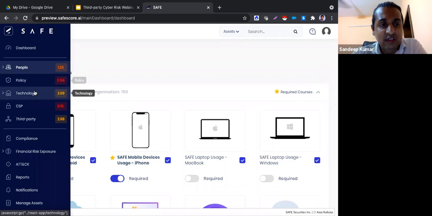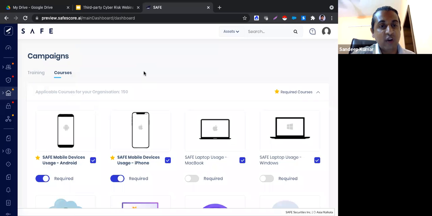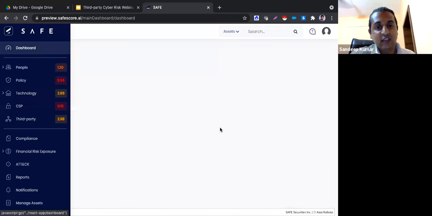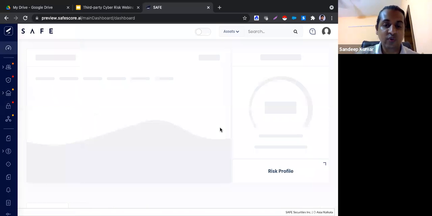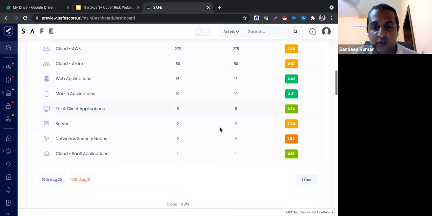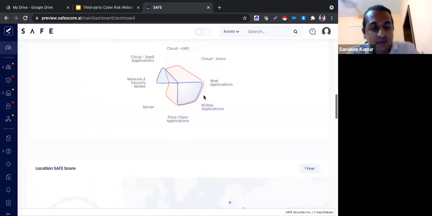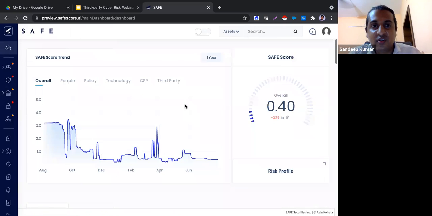So by doing the people and technology, inside-out and outside-in assessments, we basically provide organizations a 360-degree view in terms of managing third-party risk assessments, and not just that, but also a continuous view as well as comprehensive visibility into their own cybersecurity posture. So, having given you this demo, I'll quickly get back to the presentation, and if there are any questions, we are happy to take them. I can answer your questions at this point.